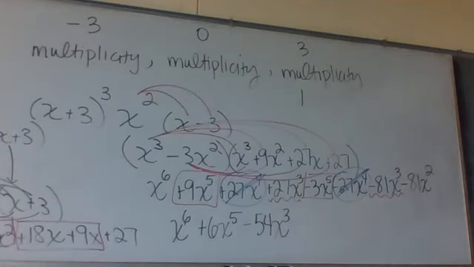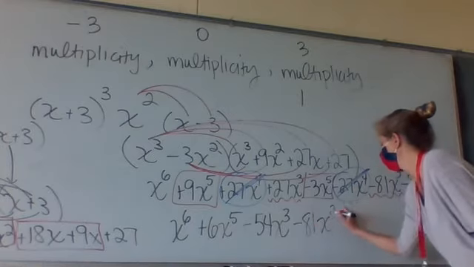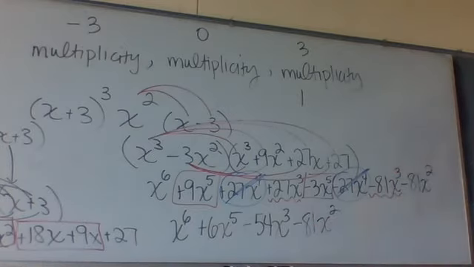And what comes after x cubes? X squareds, which is just this one at the end, right? That's the only term that has an x squared exponent. So I'll just bring it down. Negative 81x squared. Okay? All right.